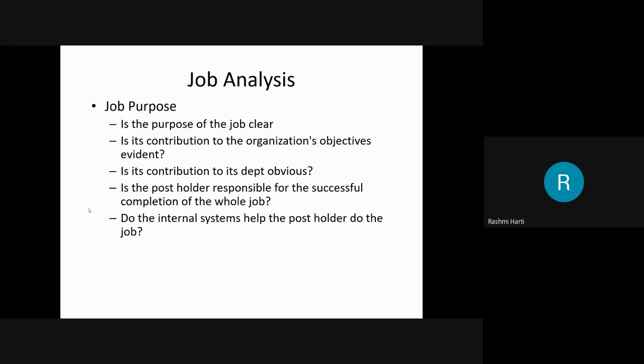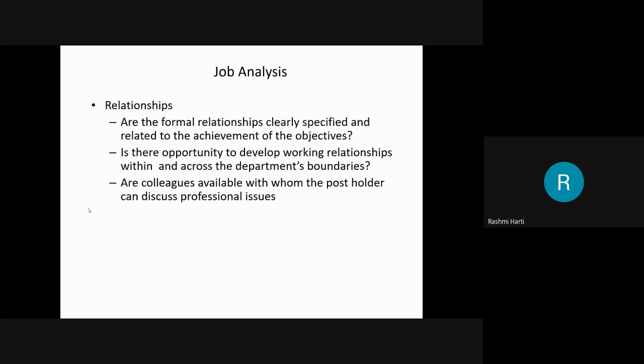So these are various questions which are to be answered, or various things which are to be looked into when we are framing the job analysis. First thing is skill range. Second thing is job purpose. And then relationships, that is also put in job analysis. Are the formal relations clearly specified and related to the achievement of the objectives? Whatever formal relations are there within the organization, between the departments or between the people of various departments, or whom that particular employee will be reporting to, or who will be reporting to that employee, are all these formal relations really clear or not?